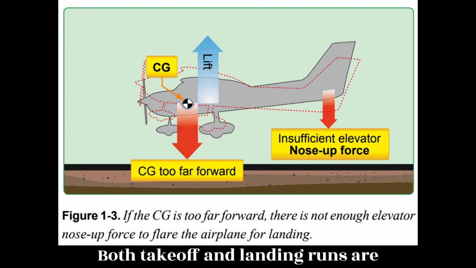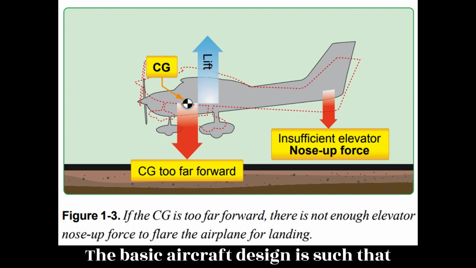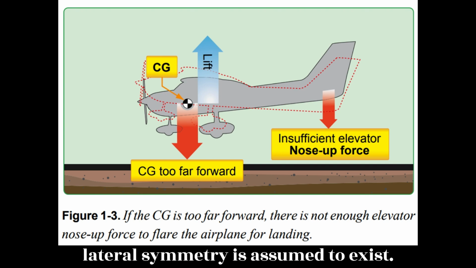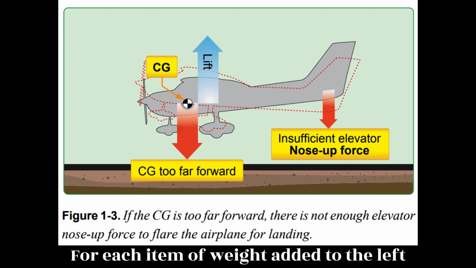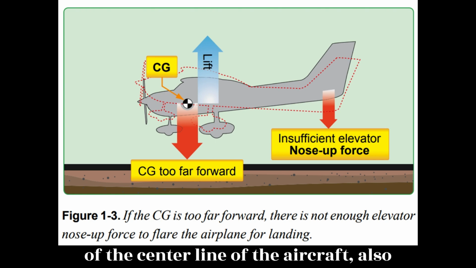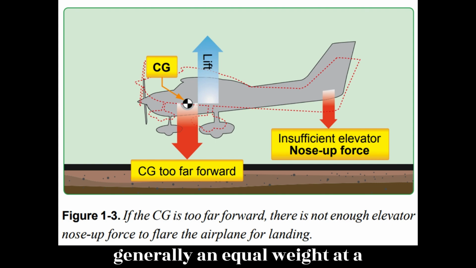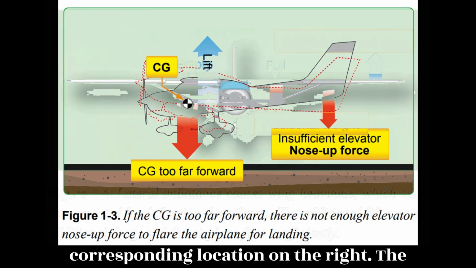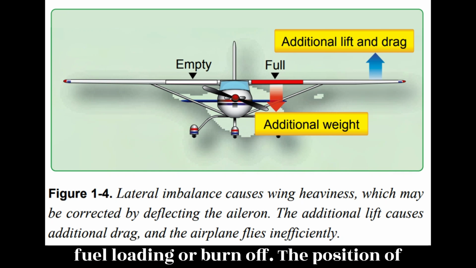Both takeoff and landing runs are lengthened if the CG is too far forward. The basic aircraft design is such that lateral symmetry is assumed to exist. For each item of weight added to the left of the center line of the aircraft, also known as buttock line 0 or BL0, there is generally an equal weight at a corresponding location on the right. The lateral balance can be upset by uneven fuel loading or burn-off.